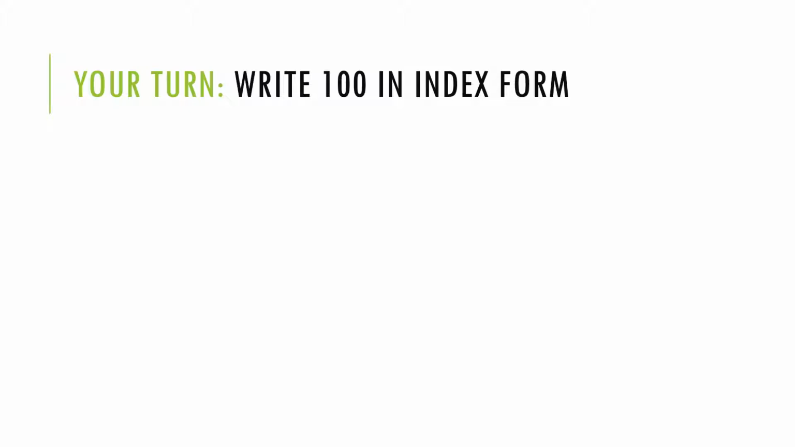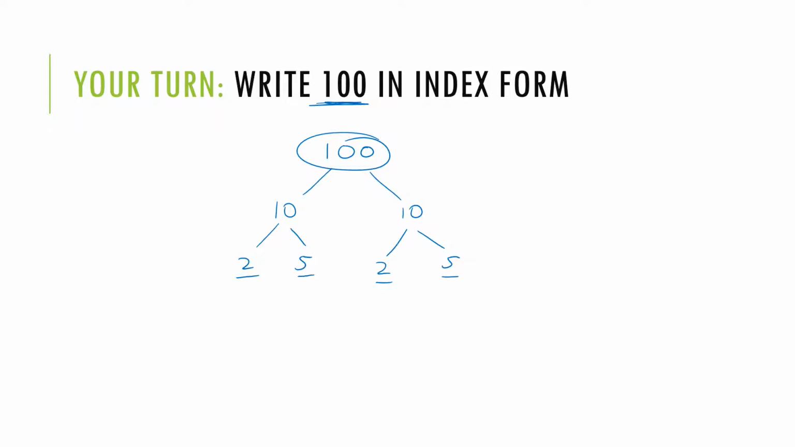Now it's your turn. Have a go at writing 100 in index form. Okay, so we start with 100. Hopefully we know that 100 is 10 times 10. And then we can divide that into 2, 5, 2, 5. All of these are prime factors. So we can then write 100 is 2 times 5 times 2 times 5. If we group these, we can see we've got two 2's, so 2 squared, and we've got two 5's, so 5 squared. And this is 100 in index form.